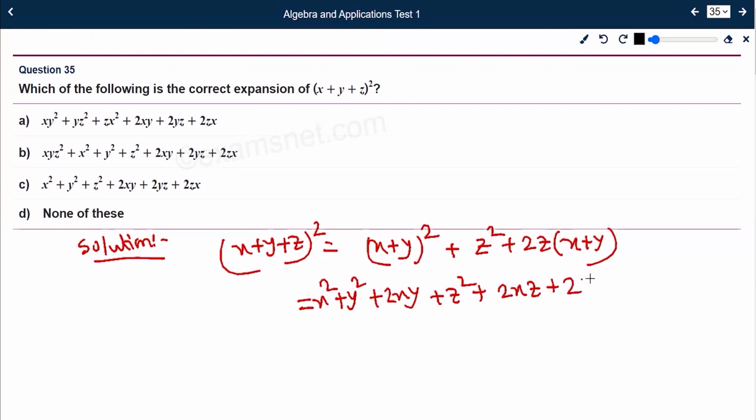So you can see that we get x square plus y square plus z square plus 2xy plus 2yz plus 2zx, which means option C is the correct answer. Okay, so let's move towards the next sum.